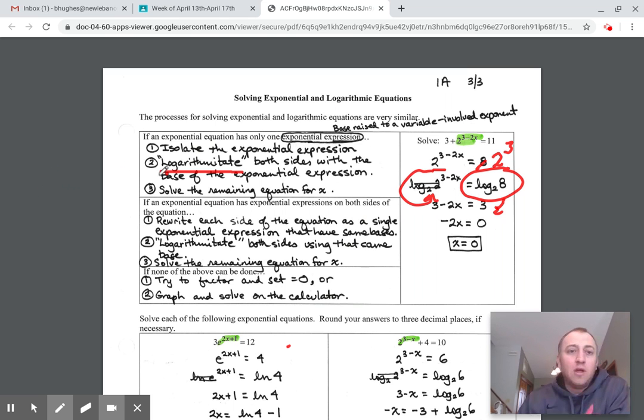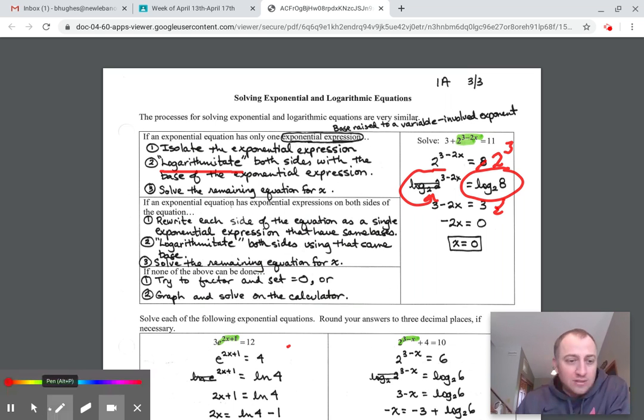All right, so let me just go through this here. If an exponential equation only has one exponential expression, which this one does, that's what we're talking about. If an exponential equation has exponential expressions on both sides of the equation, rewrite each side of the equation as a single exponential expression that has the same base. Then you can take the logarithm of both sides using that same base and then solve the remaining equation for x.